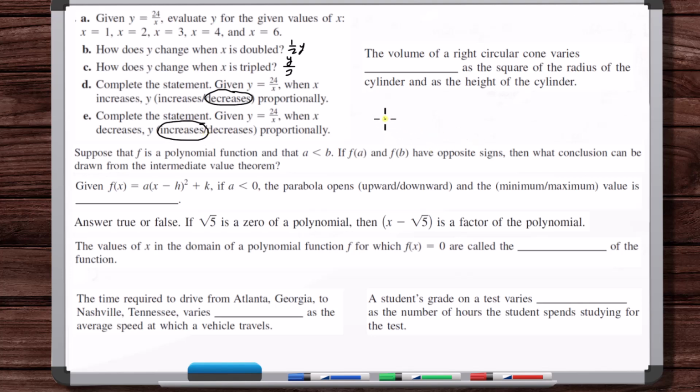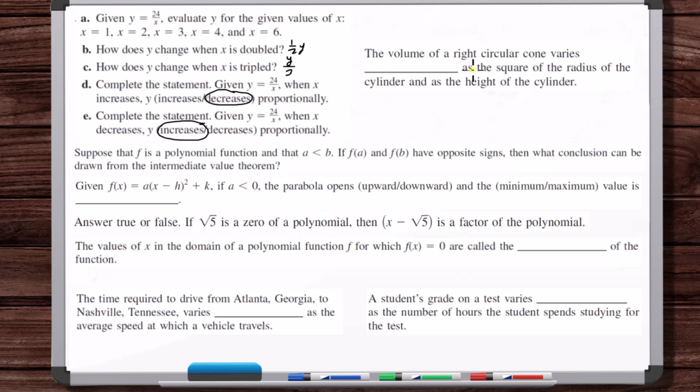Now again, if you had y is equal to 24 over x squared, then you would say y is inversely proportional to x squared. As x squared is doubled, then y would be cut in half, etc.